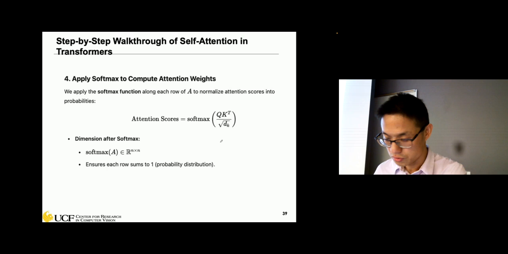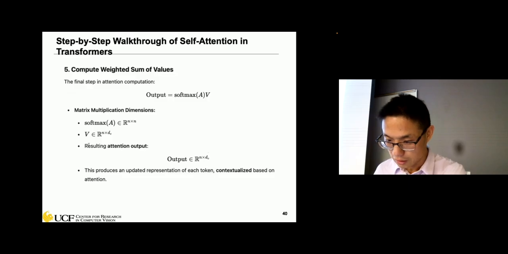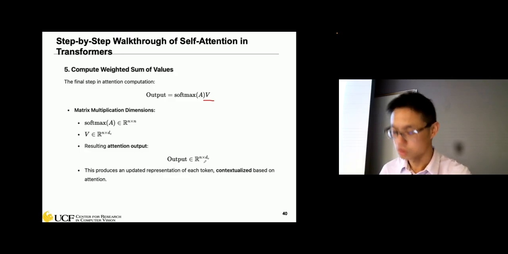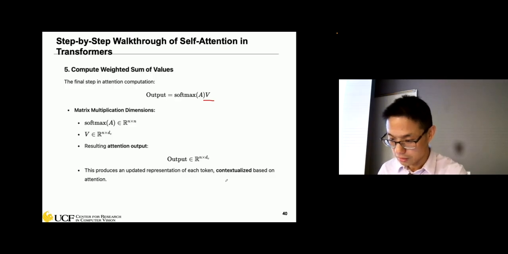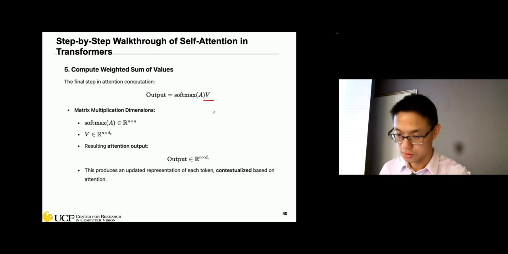The next step is using the softmax to scale that to between 0 and 1. And finally, we can multiply this with the value matrix, and we get this output. The output will have the dimension of n times dv. This output is contextualized based on attention, because it aggregates all these different tokens in the sequence into account.